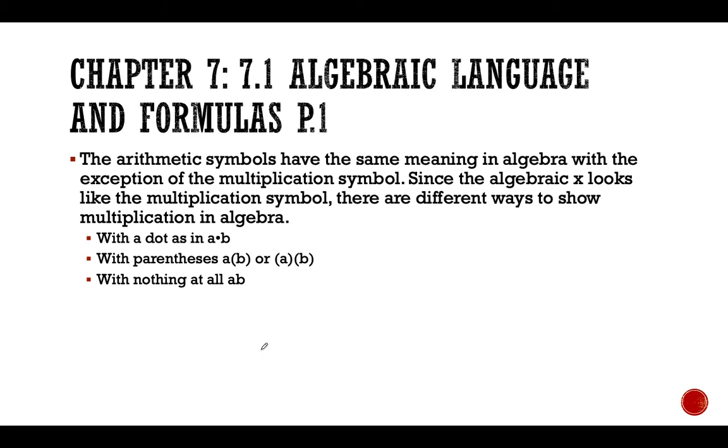Algebraic language and formulas. The arithmetic symbols have the same meaning in algebra with the exception of the multiplication symbol. Since the algebraic x looks like the multiplication symbol, there are different ways to show multiplication in algebra: with a dot, as in a dot b, with parentheses, a(b) or (a)(b), or with nothing at all, just ab.